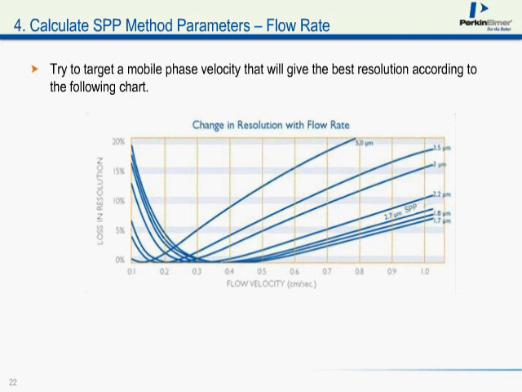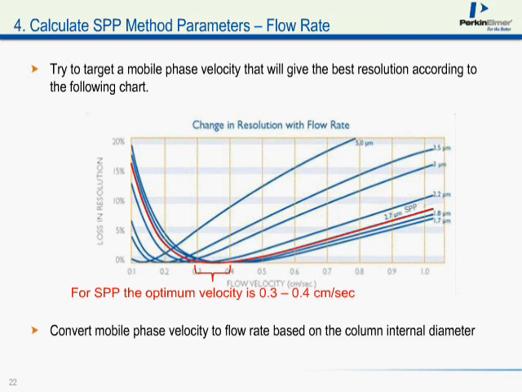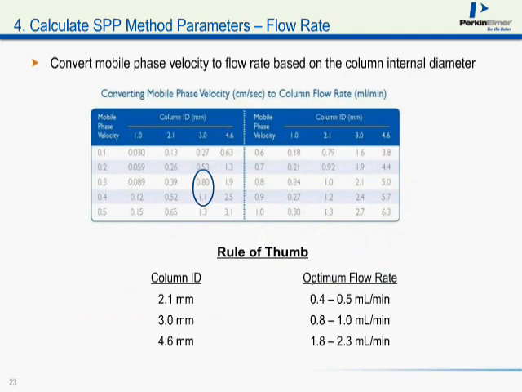Next is to calculate the optimum flow rate, or the correct flow rate for your new column. Most columns will have an optimum flow rate for the best resolution on that column. If you look at SPP columns, the optimum velocity is about 0.3 to 0.4 centimeters per second. Now you can convert that to flow rate based on the column internal diameter. But really a good rule of thumb for SPP columns is that for a 2.1 millimeter ID column, the optimum flow rate is usually about 0.4 to 0.5 mL a minute.